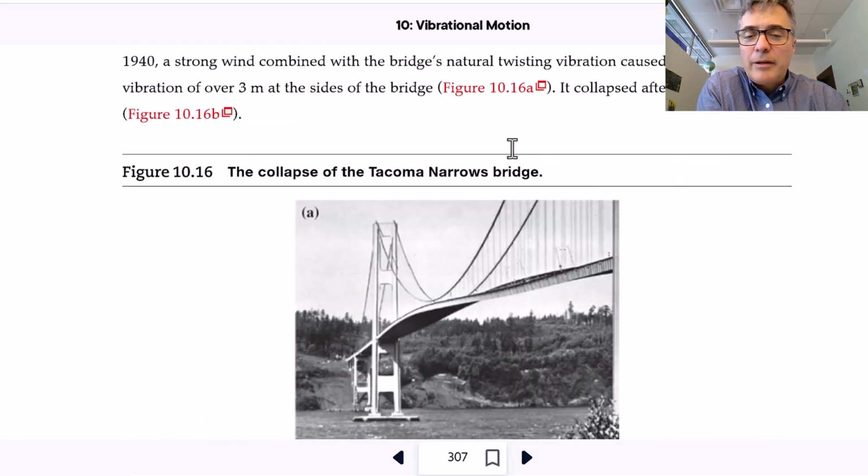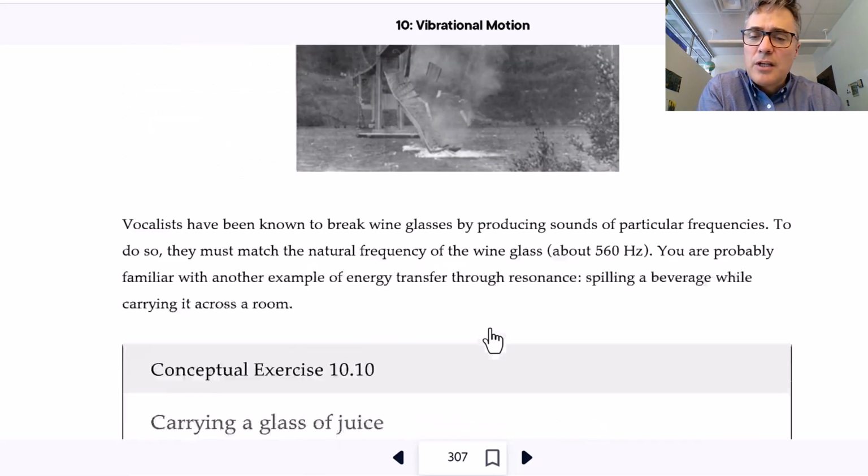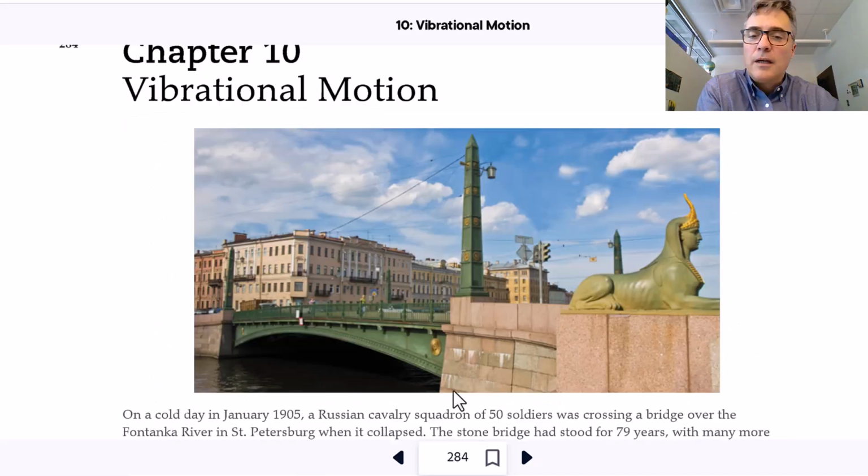They talk a little about gusts of wind at a particular period, which matches the natural swinging period of a bridge and eventually causes the bridge to collapse. This takes us all the way back to the beginning of the chapter, with those soldiers crossing the bridge. That's an example of resonant energy transfer. If they are stomping on the bridge at a frequency that matches a natural resonance frequency of the bridge, it can create a large amplitude of oscillations, which can break the bridge.